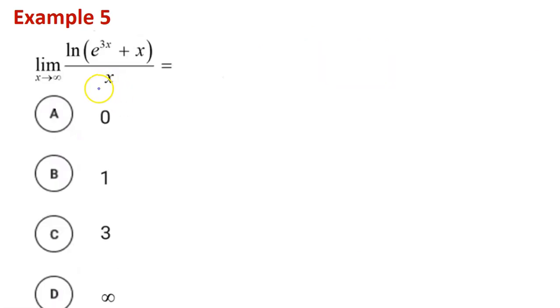For example 5, we must find the limit as x approaches infinity. So we can't just do direct substitution, we have to ask ourselves what happens to the numerator and denominator as x increases without bound. Well, as x gets bigger and bigger, this first term gets bigger and bigger. So does the second term. So the input is getting bigger and bigger.